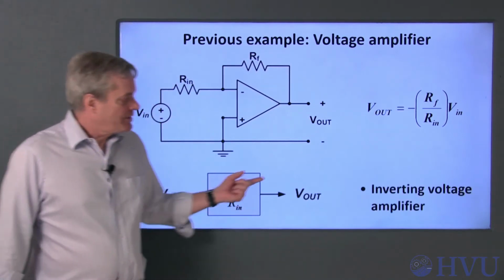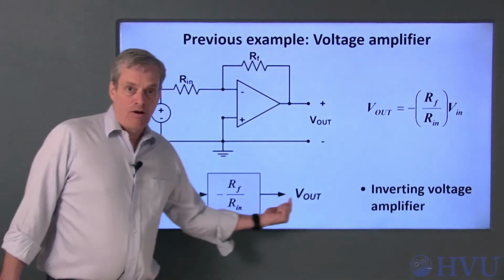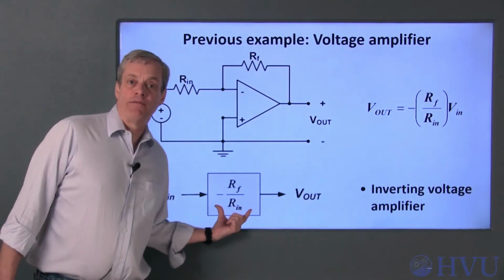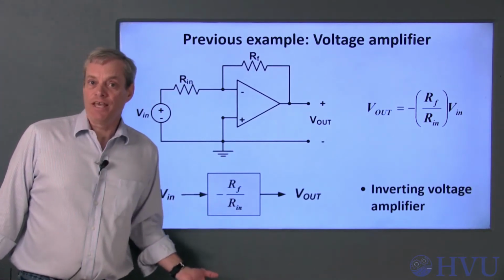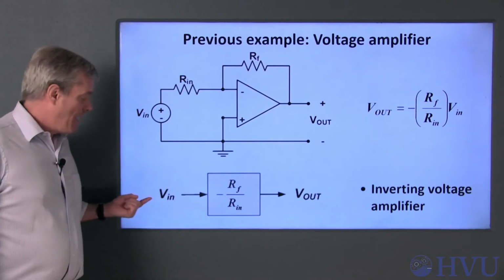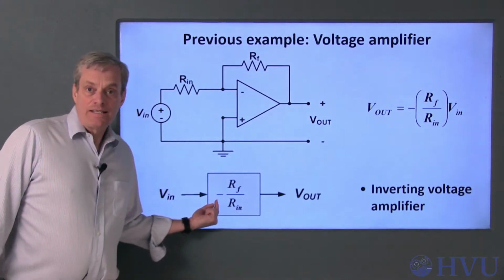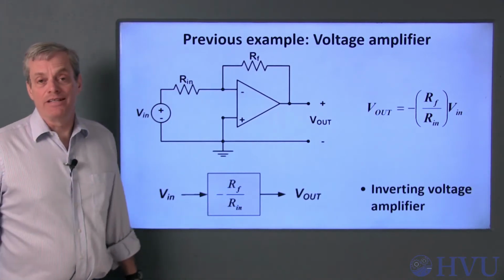This particular circuit is called an inverting voltage amplifier. The input and output are both voltages, and the output equals the input multiplied by a number. Scaling by a constant is commonly called amplification, so this circuit is amplifying a voltage to get another voltage. The inverting designation refers to the fact that the sign is changed between the input and the output.